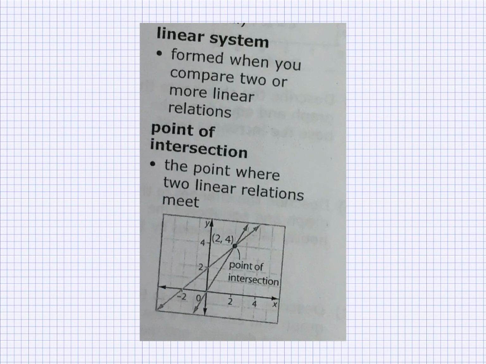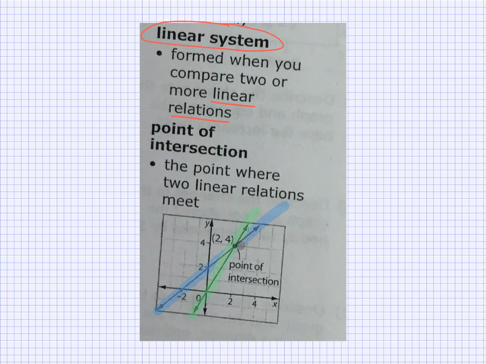Okay, so we are looking at a linear system, which is formed when you compare two or more linear relations. If we have one linear equation and then another linear equation and you compare the two of them, that's called a linear system. We've done this before, so for example, they gave you a little graph here. This is one linear equation, and this is another linear equation.